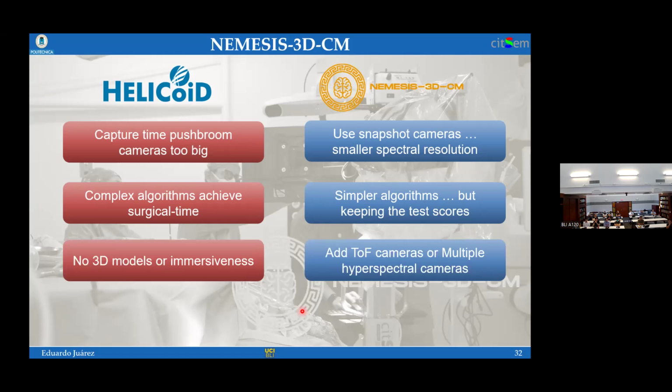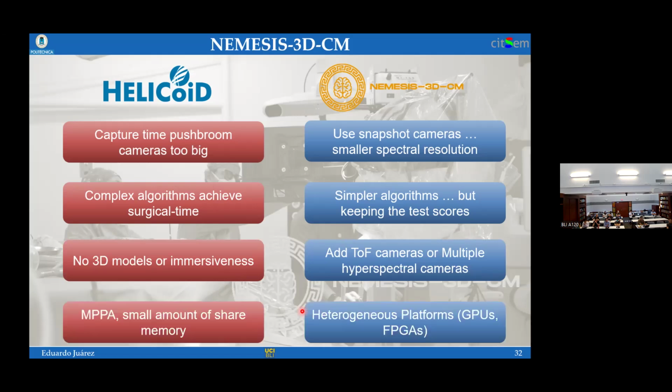Then in HELICoiD, there were no 3D models, no immersive images. So what we added in Nemesis was depth sensors. They are a special type of depth sensor called time of flight. And we also tested camera arrays to capture this volume information. And lastly, we need to accelerate the algorithms. Of course, we need to go faster. In HELICoiD we were using the MPPN, this cluster of processing elements, and the main limiting factor in that case was the small amount of shared memory between the processing elements.